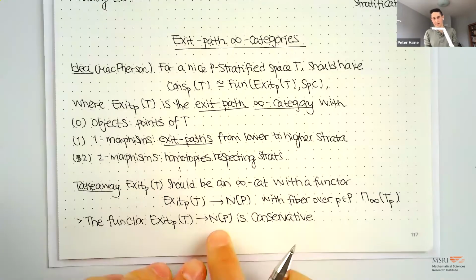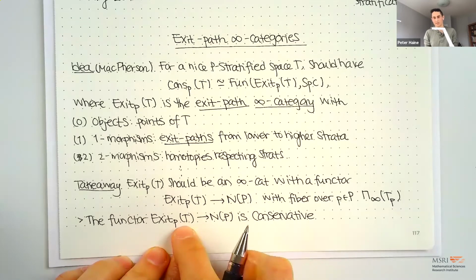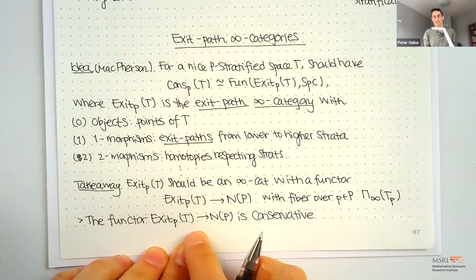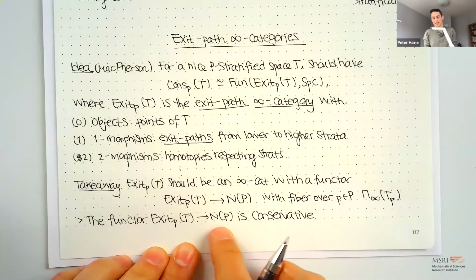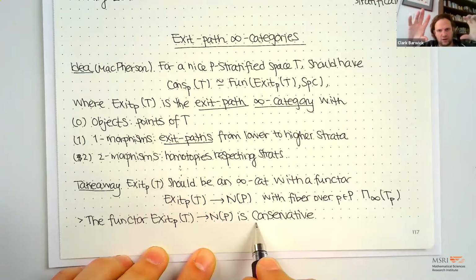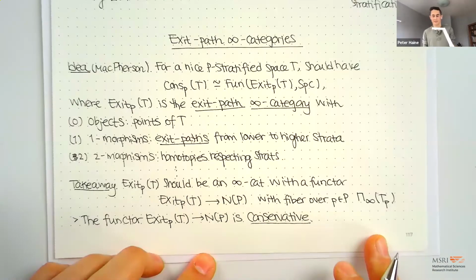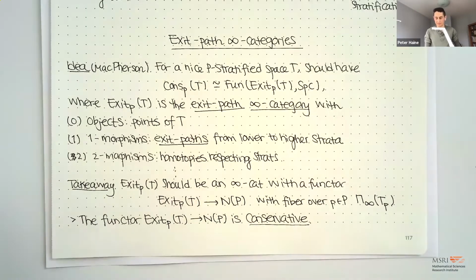What it means for a functor from an arbitrary infinity category to a poset to be conservative is exactly that the fibers over every point are infinity groupoids, because the only equivalences in a poset are the identities. So conservative means that everything that goes to an equivalence already is an equivalence. Is that the idea? Yeah, exactly. Conservative means if f of the morphism is an equivalence, then it was already an equivalence.